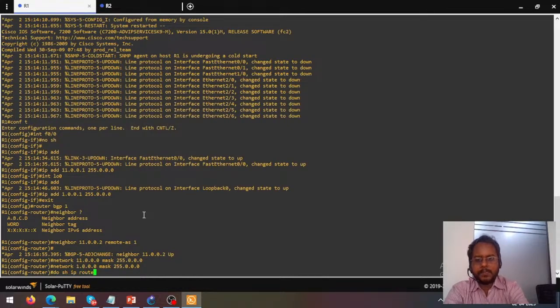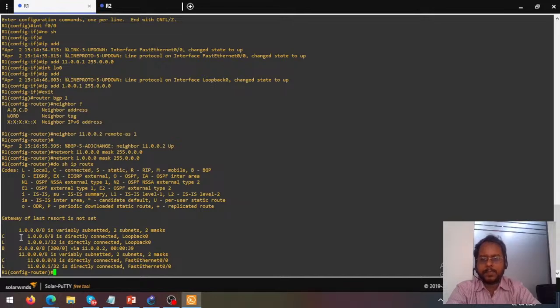And also you can go to R1, show IP route, and you can also see that 2.0.0.0, that is the loopback of R2, is also advertised here. So we have got the BGP relation, and B is denoted as the code. You can see that B is indeed for BGP. So you have got the BGP peers here.